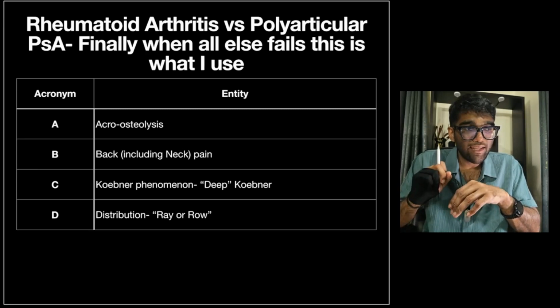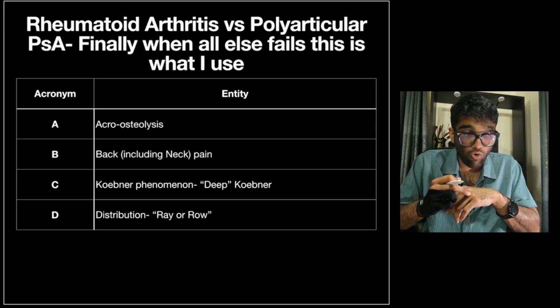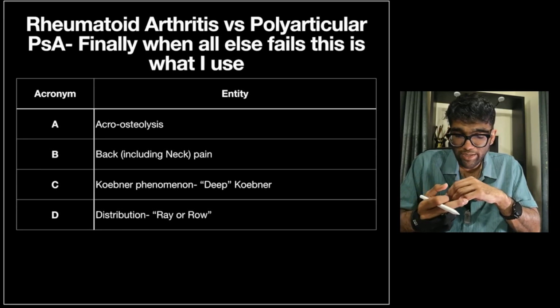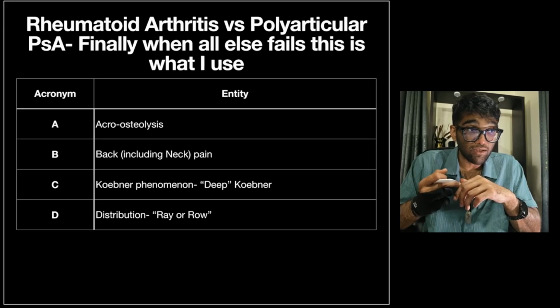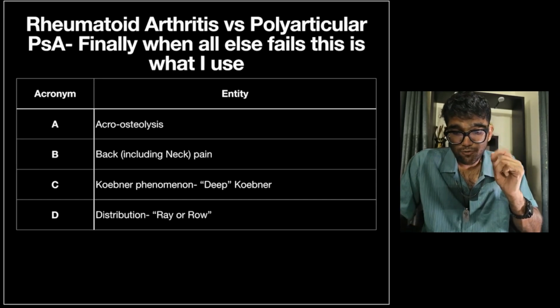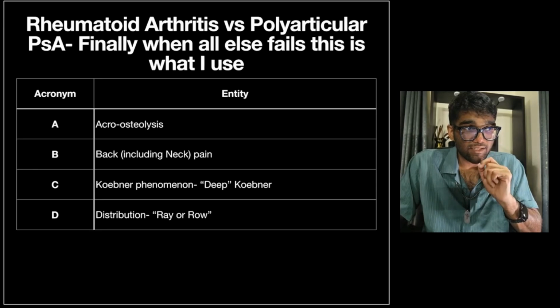On the other hand, you could have simultaneous involvement of all the MCPs. So this is one row. This is called the row involvement, or simultaneous involvement of all the DIP, the proximal phalangeal joints. So that would be row involvement. Okay. So again, distribution, very characteristic distribution.